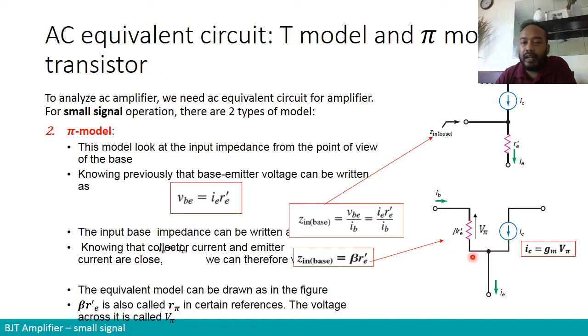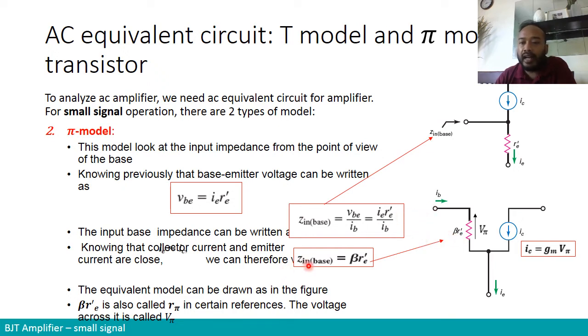So that's what a pi model is. And then we still have on the collector part the collector current, which is of course equal to Gm multiplied by V pi, where V pi is the voltage across the resistor at the base. So it shows that the collector current is proportional to the voltage across the base resistor.